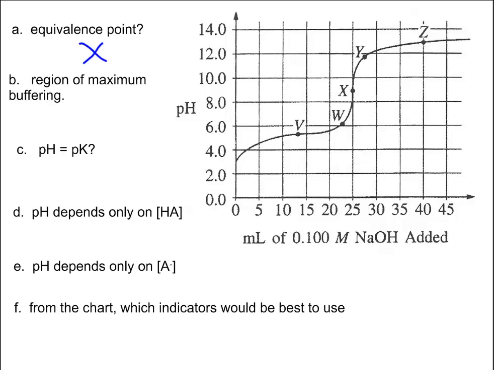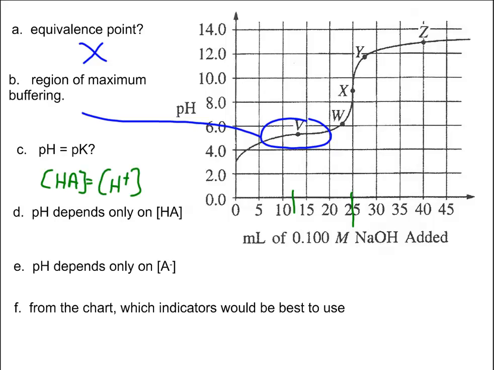The region of maximum buffering is the relatively flat portion of our graph before we get to the equivalence point, so it's going to be in this region right here. Where does the pH equal the pKa? If we're titrating a weak acid with this base, here is our volume at equivalence, so half of that, right here, is our half volume. That's where the hydrogen ion concentration equals the acid dissociation constant, and so our choice for that is going to be letter V.